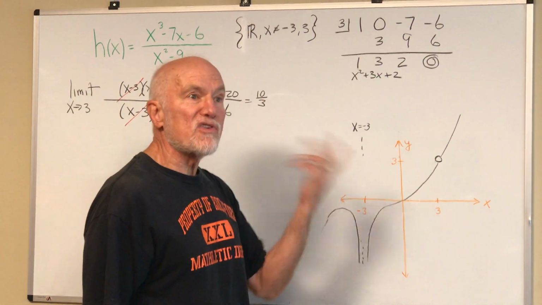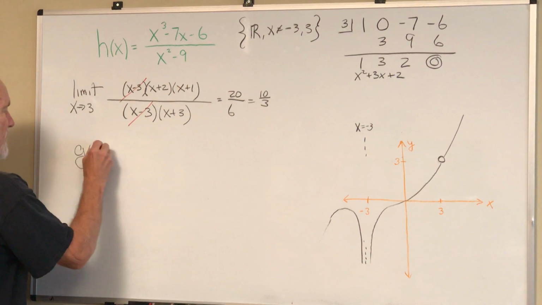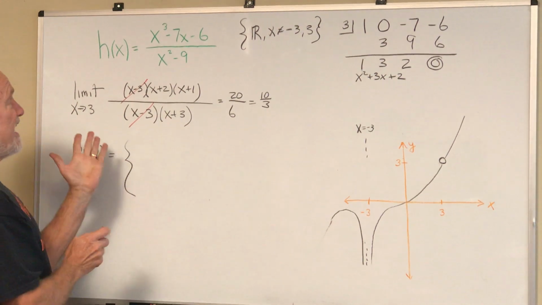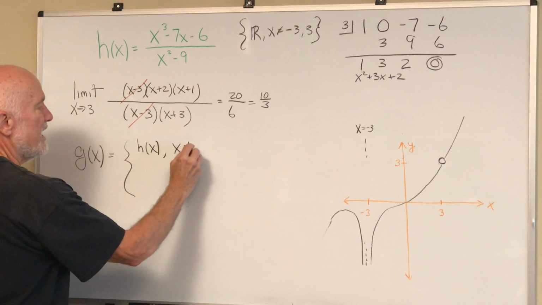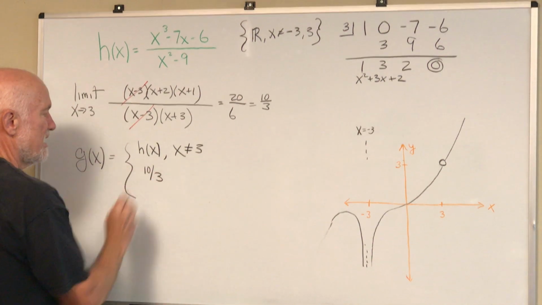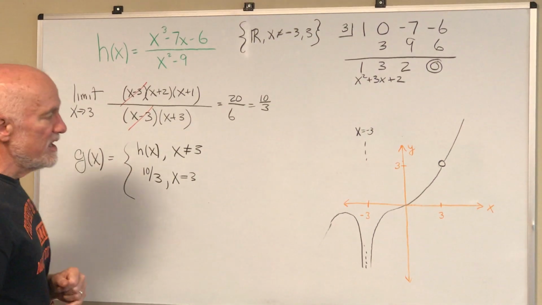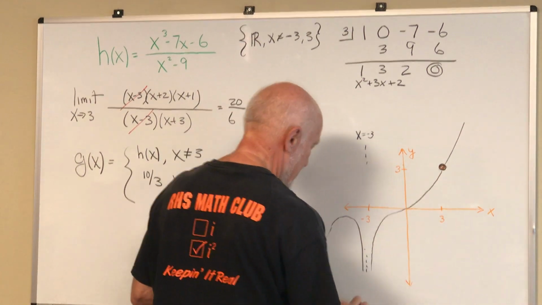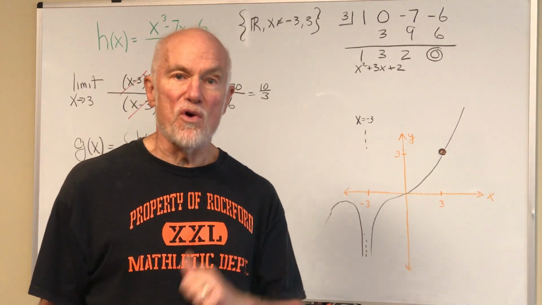This is a removable discontinuity. So if I wanted to come up with a new function, g of x, that was continuous at x equals 3, I could make this extended function. I could call it h of x when x is not equal to 3, and then I could call it 10/3 when x equals 3. And now this new function would fill in this hole. That might seem like a lot of work to do that, but remember, continuity is going to be pretty important.